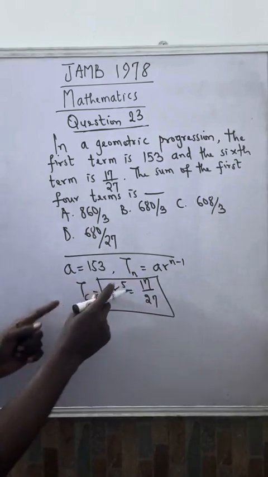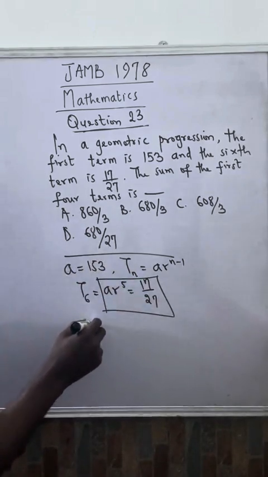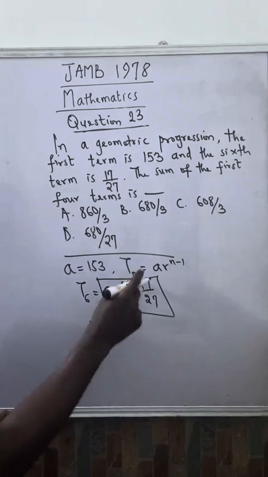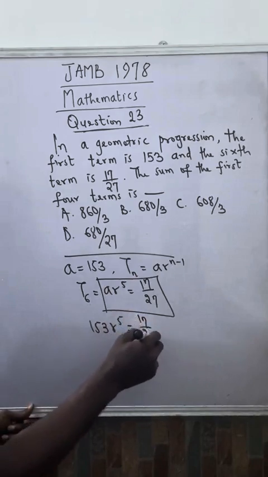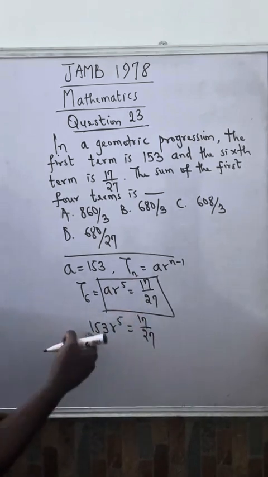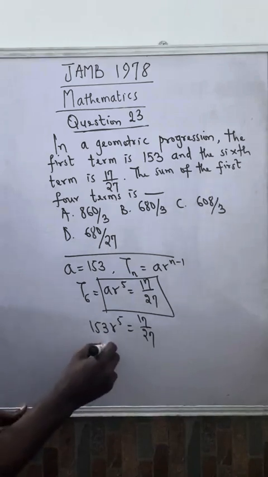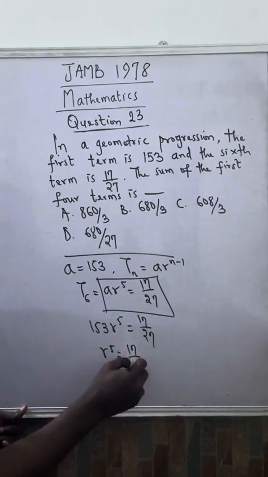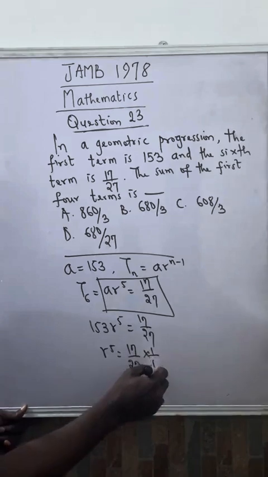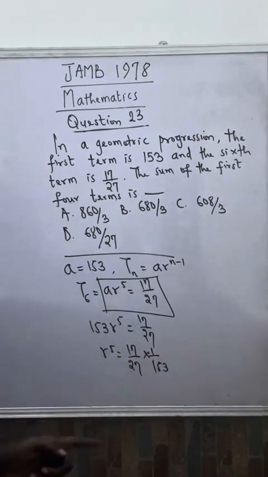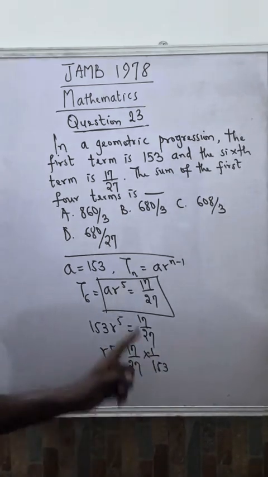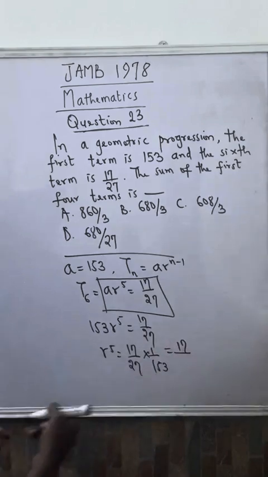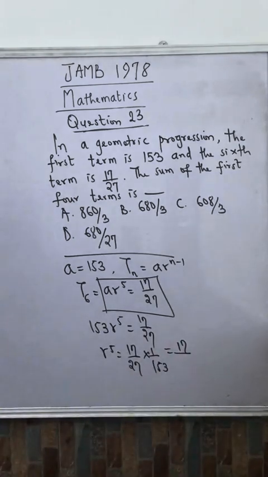Now, instead of writing A, I can substitute 153. So I will have 153 R raised to the power of 5 equal to what? 17 over 27. So let's divide both sides by 153. So I will have R raised to the power of 5 equal to 17 over 27 times 1 all over 153. That's if I multiply both sides by 1 all over 153. So this will give me what? 17 over what?